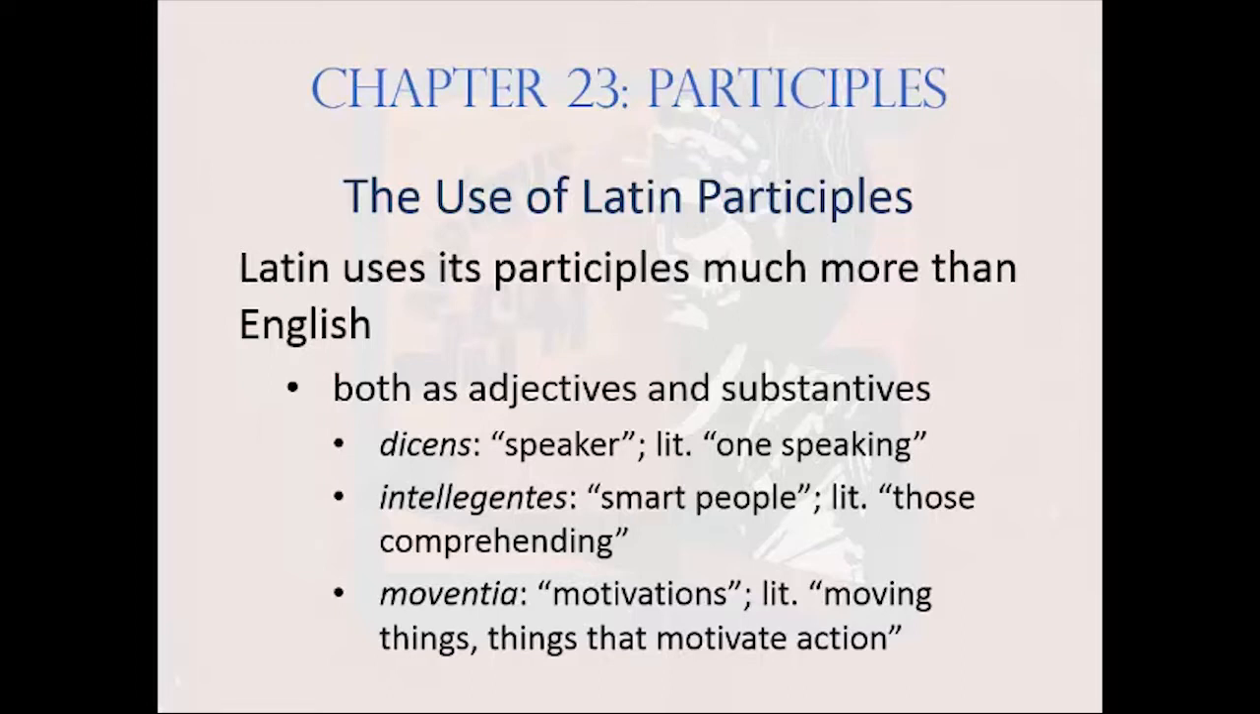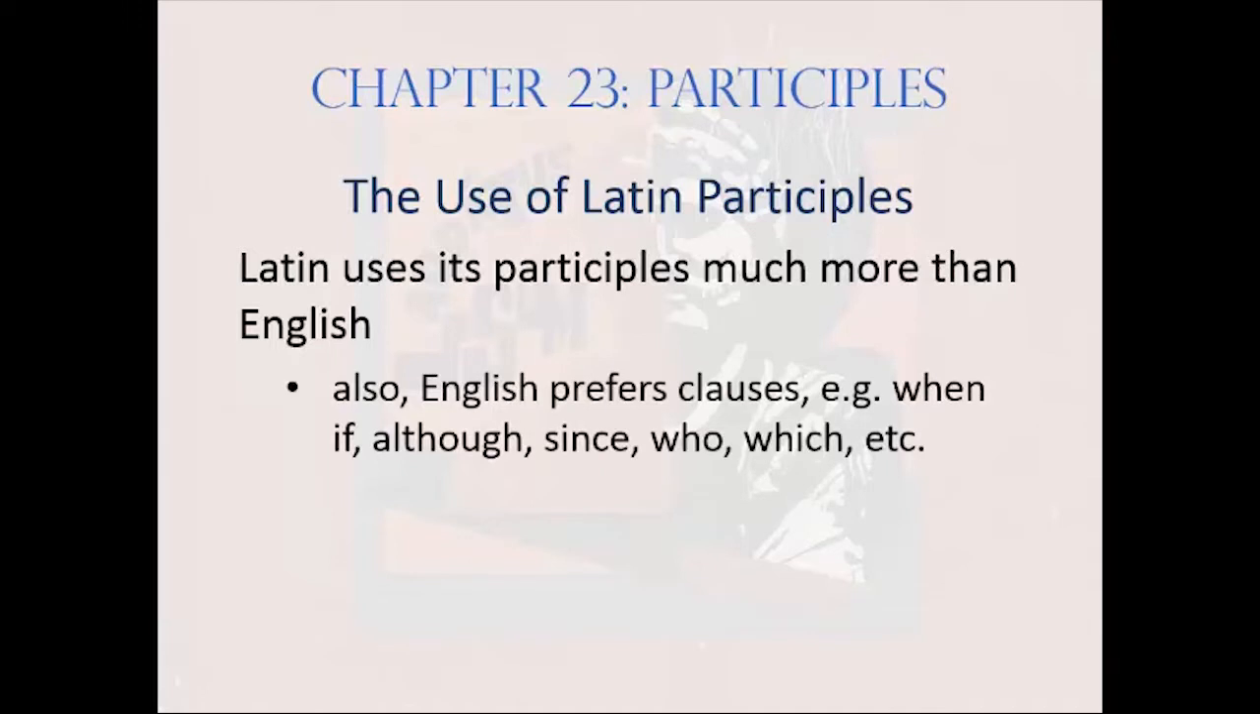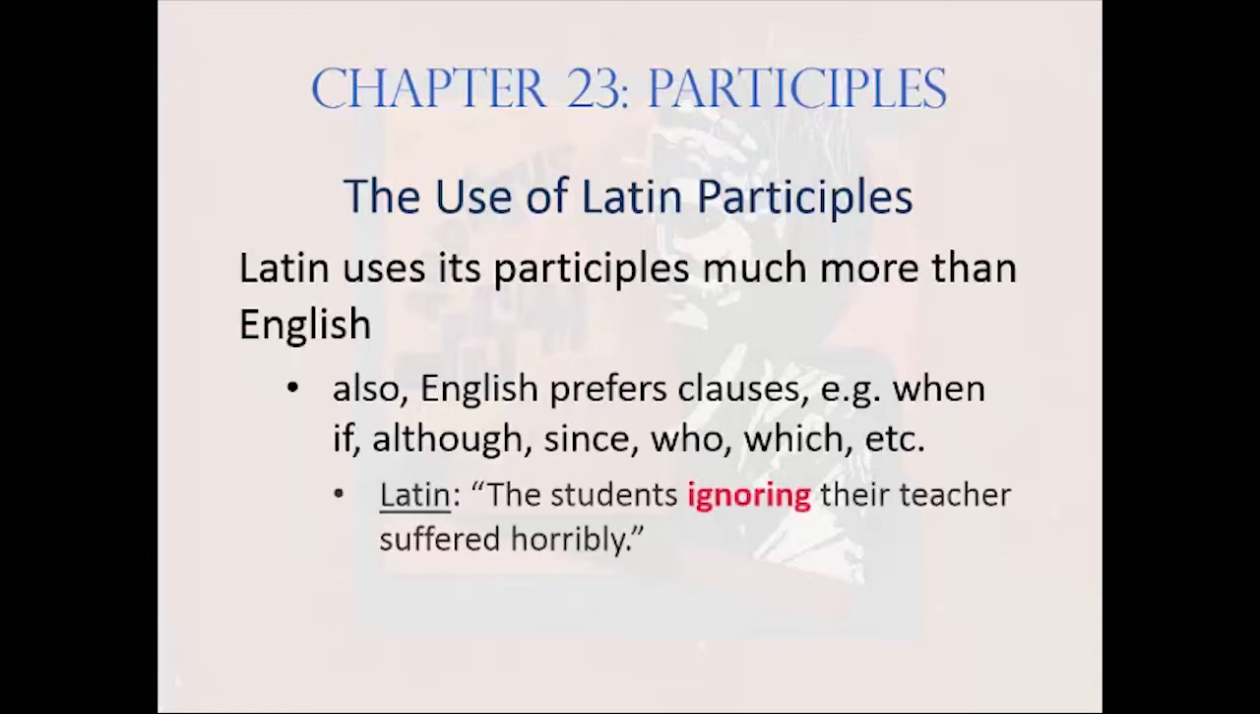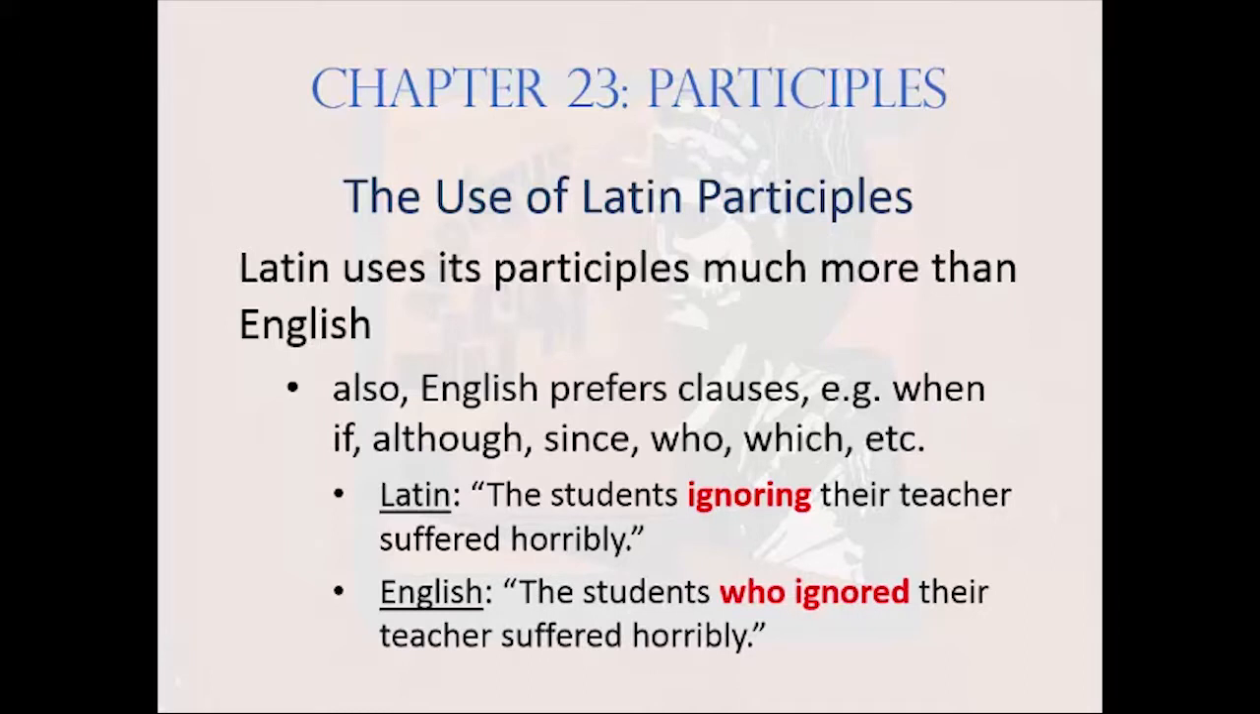Likewise, intelligentes can mean both those comprehending and smart people, and moventia, literally moving things, things that motivate action, also means motivations. Where Latin tends to use participial phrases, English prefers whole clauses. For instance, those beginning with when, if, although, since, who, which, and so on.